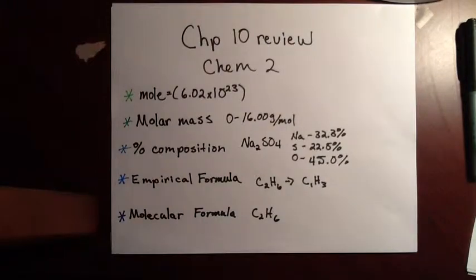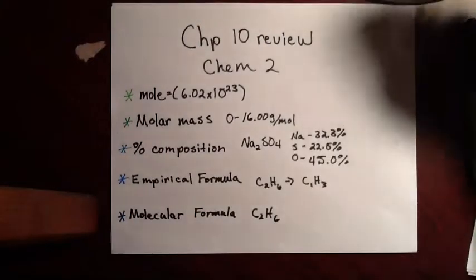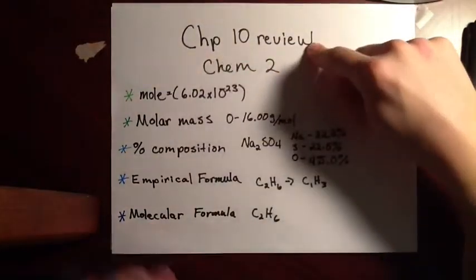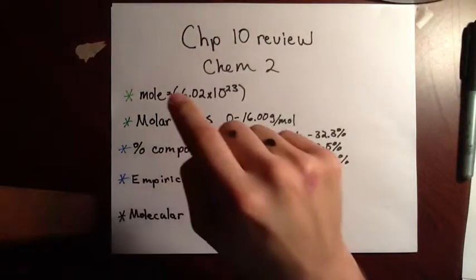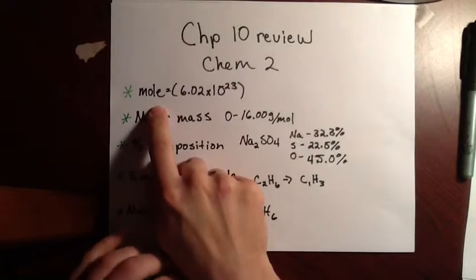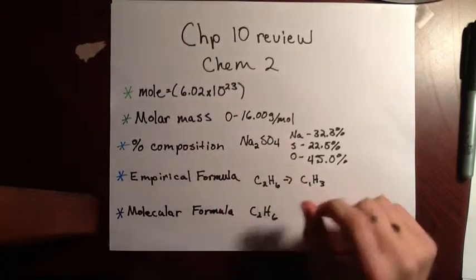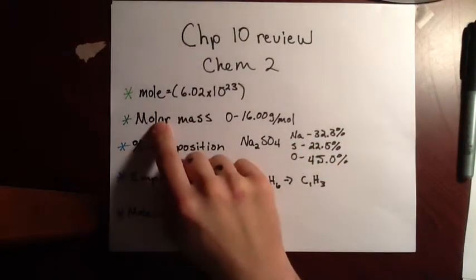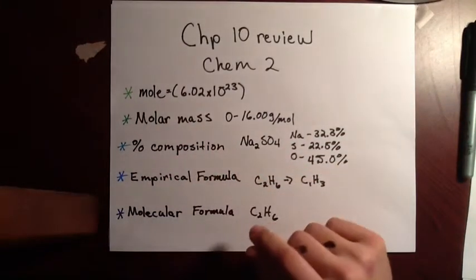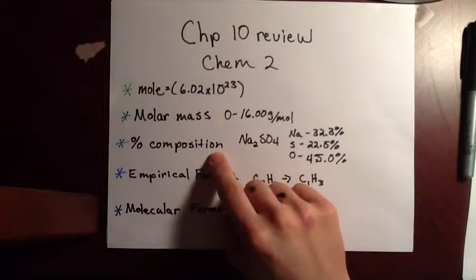Hello there, Chem 2. We're going to talk about the Chapter 10 review today. We're going to discuss the mole, which remember is basically just Avogadro's number, 6.02 times 10 to the 23rd of whatever. We're going to discuss molar mass in these videos. We're going to discuss percent composition.